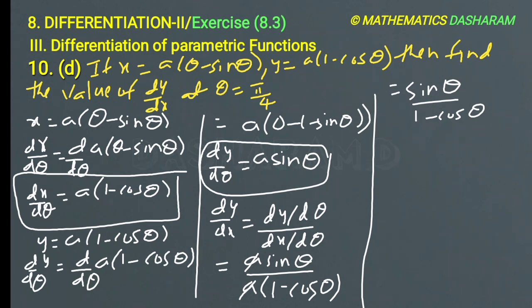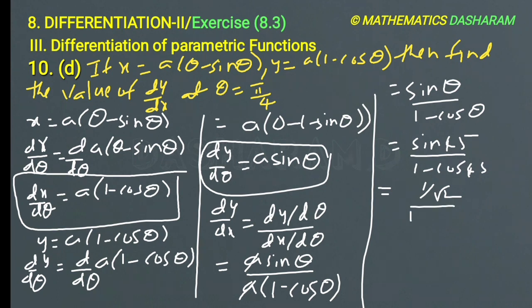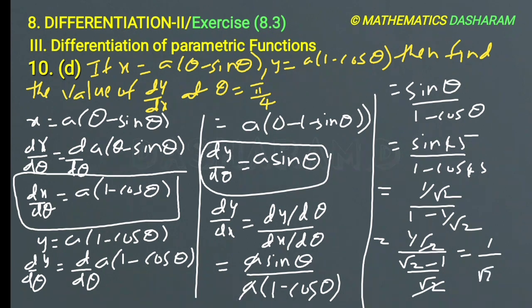But he is asking what is the value of dy by dx at theta equals pi by 4. You know very well pi by 4 means 45 degrees. So substitute theta value 45 degrees. So sin 45 divided by 1 minus cos 45 degrees. So sin 45 is 1 by root 2, 1 minus cos 45 is 1 minus 1 by root 2. So 1 by root 2 divided by root 2 minus 1 by root 2. Root 2 cancels. 1 by root 2 minus 1 is the required answer.